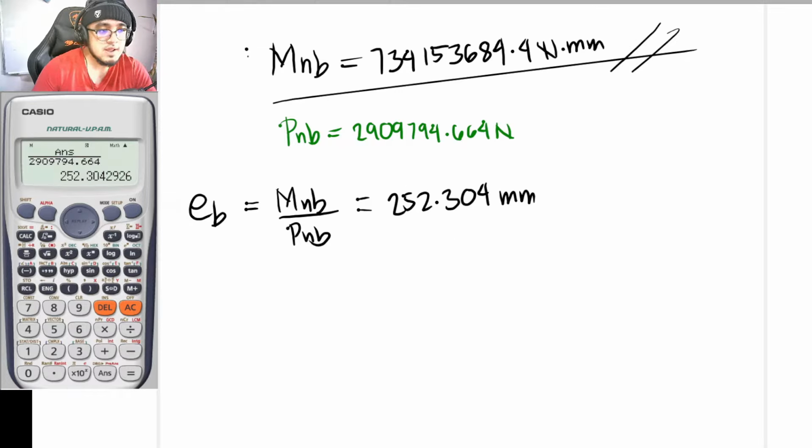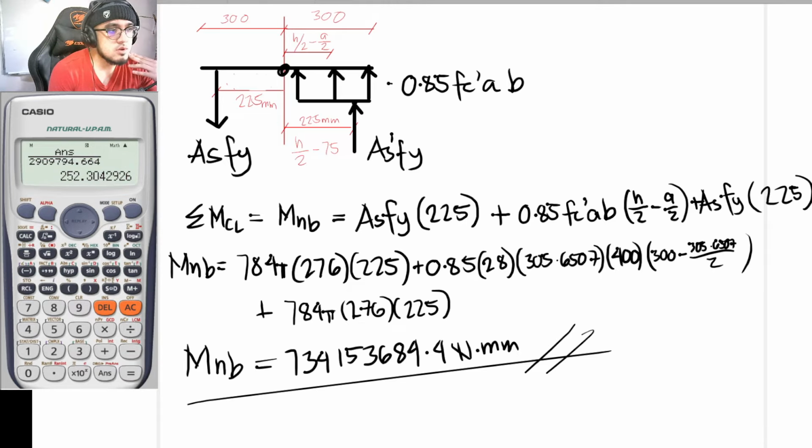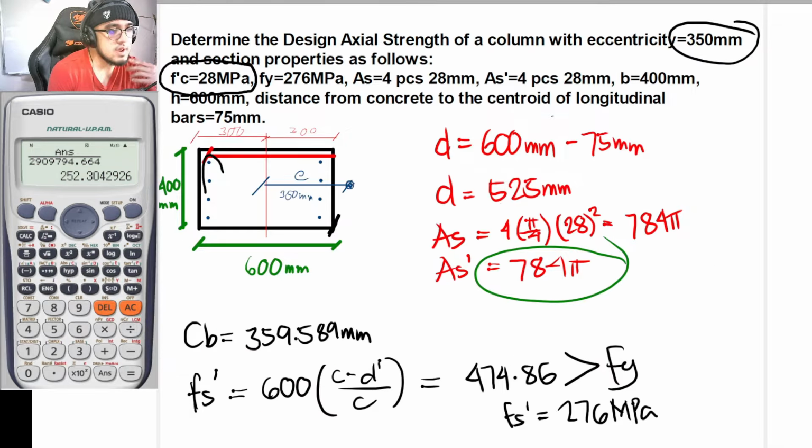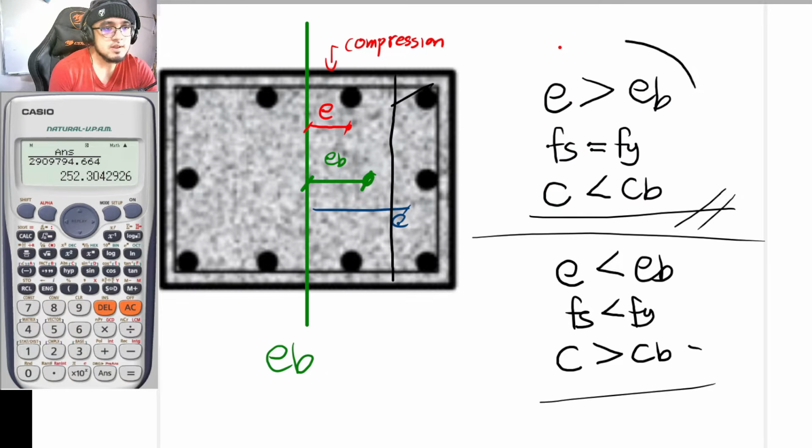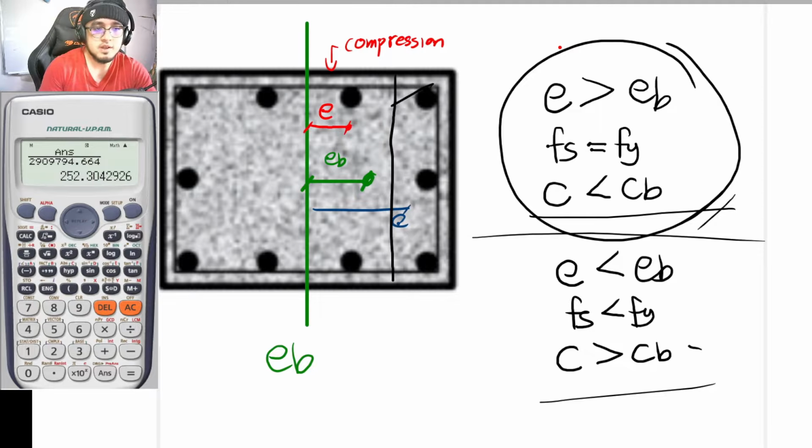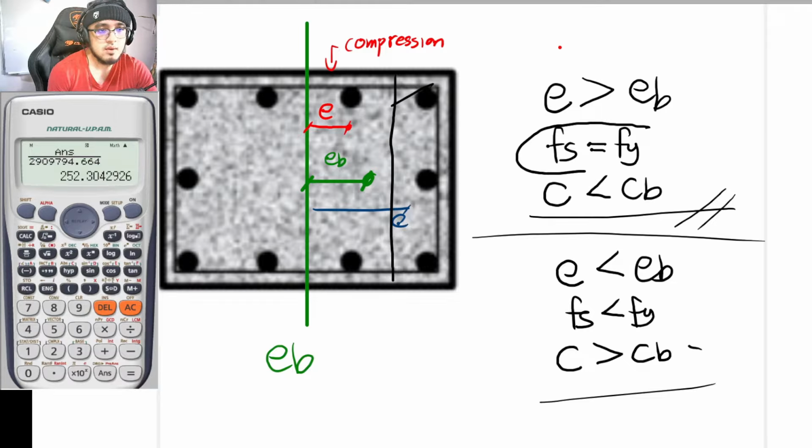So what that means is that is to be the eccentricity that would result to an f_s equal to exactly f_y. So our balanced eccentricity is somewhere here. It is to be 250, e_b. So with that, guys, since our e is to be greater than e_b, or e balanced, this is now to be our basis for assumption. So our f_s is automatically equal to f_y.